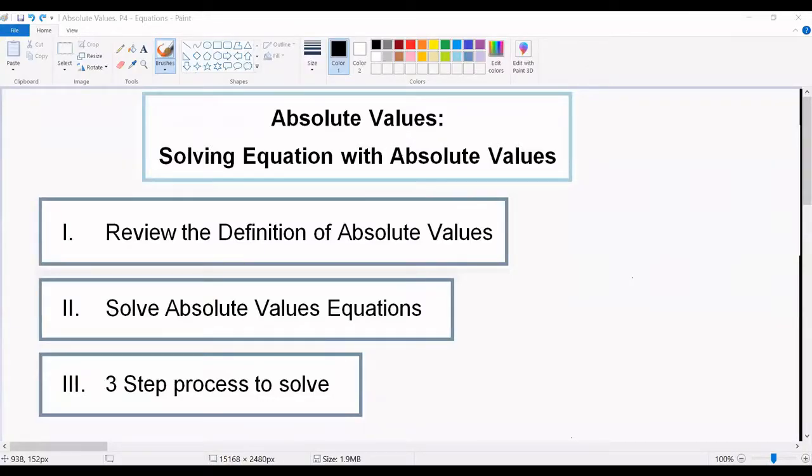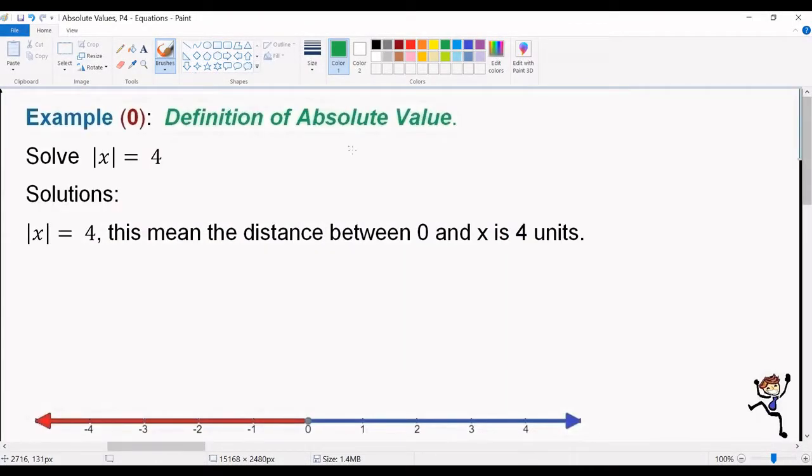Here we go again. In this video, we're going to be solving absolute value equations. The first thing we're going to do is review the definition of absolute value equations, followed by solving a few examples of absolute value equations, and then finishing off with an example where we go through a three-step process of solving absolute value equations.